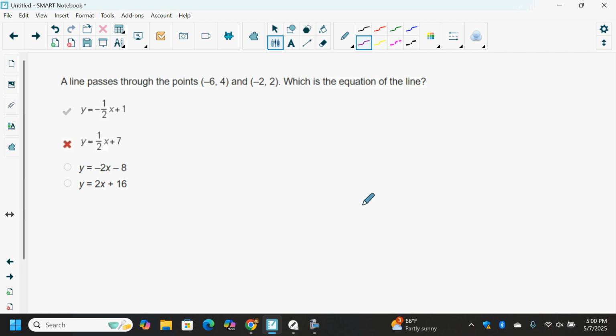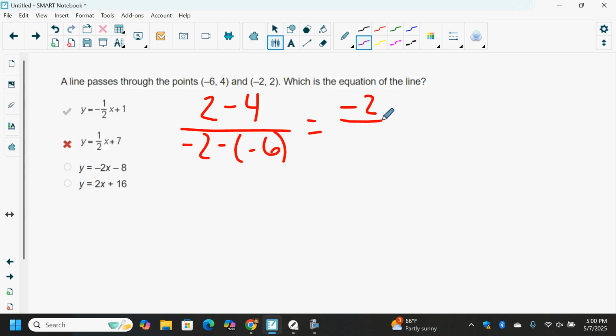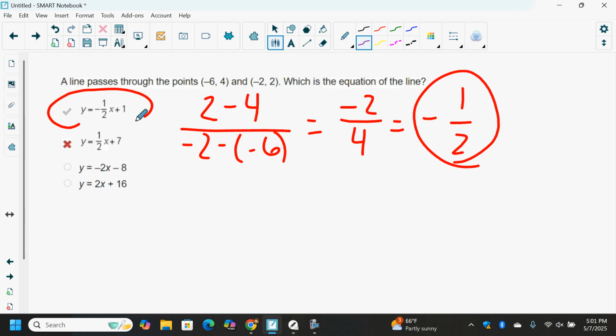All right, a line passes through the points (-6, 4) and (-2, 2). Which is the equation of the line? So first I'm going to find the slope. So you had a close slope. It looks like you made a sign error. So I'm going to do 2 minus 4 divided by -2 minus -6. So I'm going to get -2 on top and 4 on the bottom, which is -1/2. So as soon as I find the slope, I know that this is the correct answer. It looks like you had a positive, and that's how you ended up with the wrong y-intercept too.